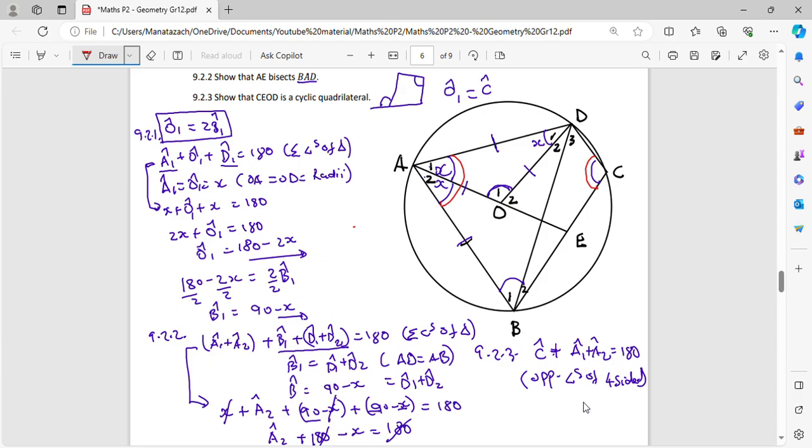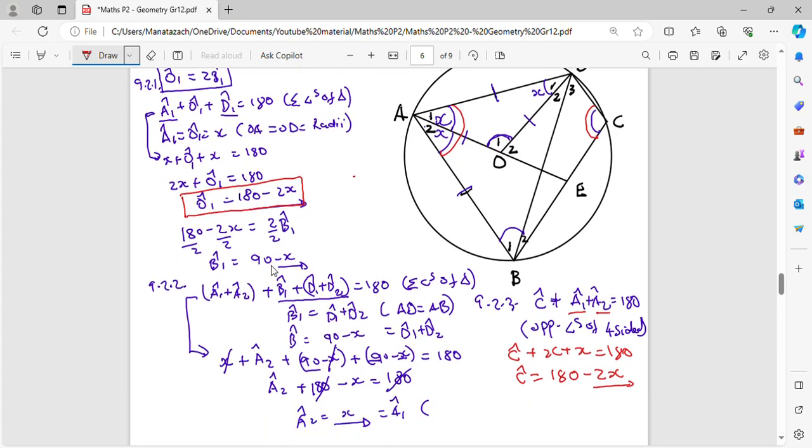Okay, so with that knowledge, since I know that angle A1 is equal to angle A2, they are both equal to x, I can replace both of them by x, and then I will get angle C is equal to 180 minus 2x, right? So you can see angle C is equal to angle O1. Remember from the first question, we've proven angle O1. So we can just deduce that angle C and angle O1 are equal. Therefore, we can make the conclusion to say CEOD is a cyclic quadrilateral.